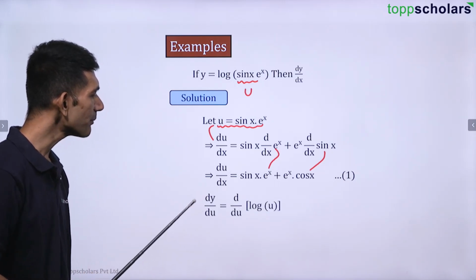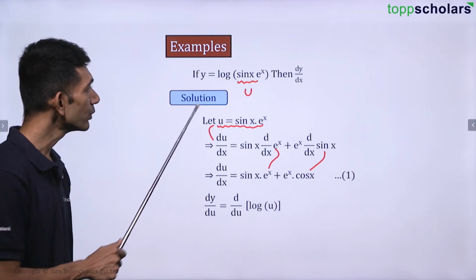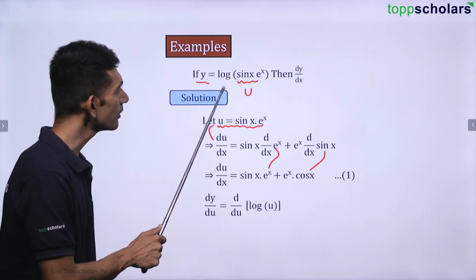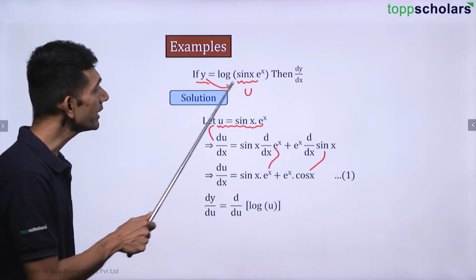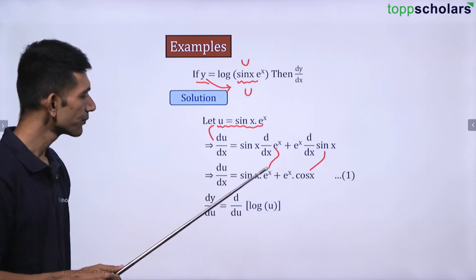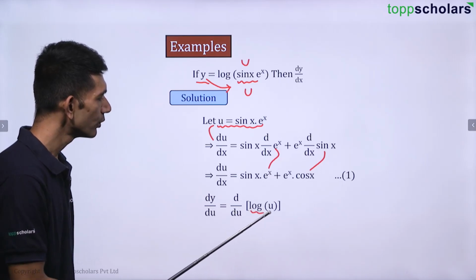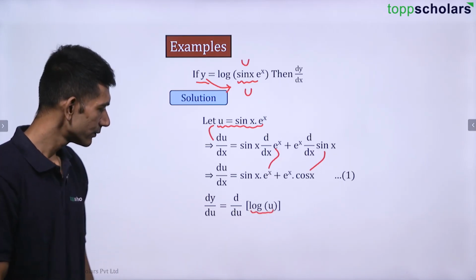Now what will be dy by du? dy by du here, because y is in terms of u. So differentiating with respect to u, dy by du, this is log u, correct? That will be 1 by u, isn't it?